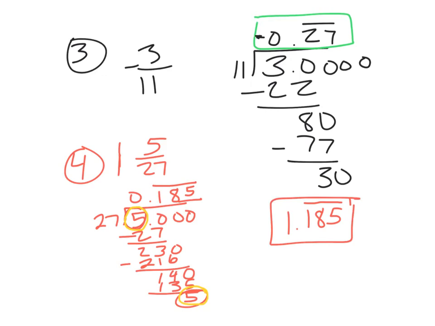All right, any questions on those? Was it a negative? It was not. It was a positive 1 and 5 over 27. It was originally a 1 and 5 over 27, so there was no negative with what I was saying. Yes, 185, because it starts over there.